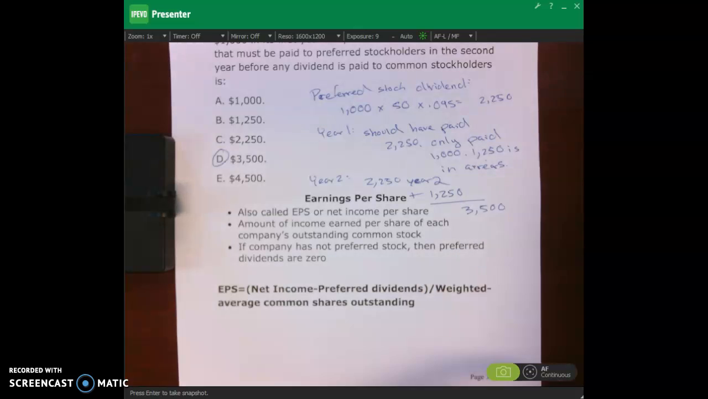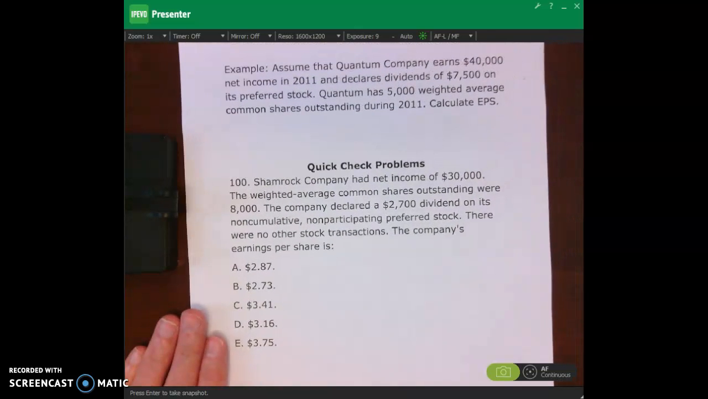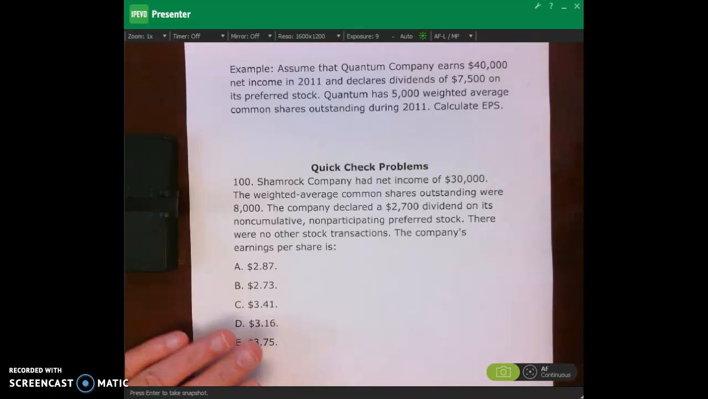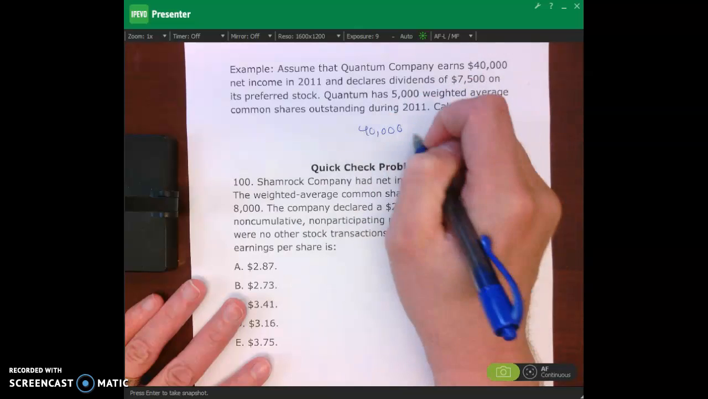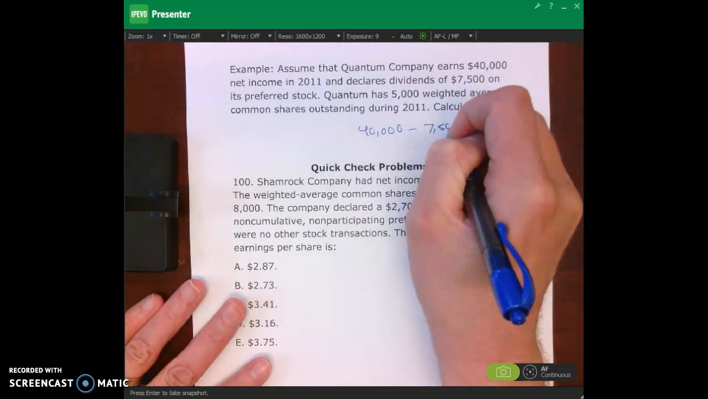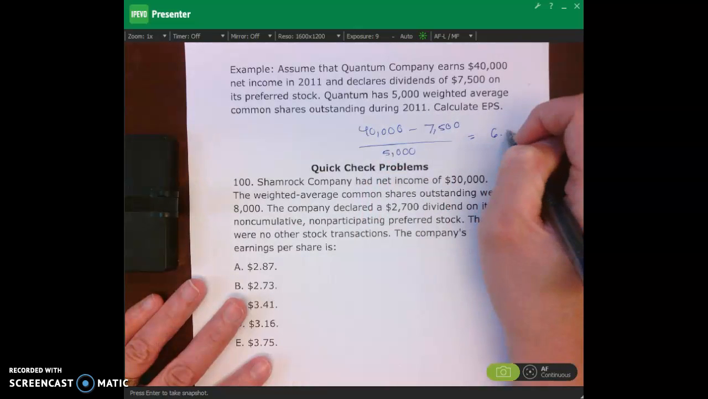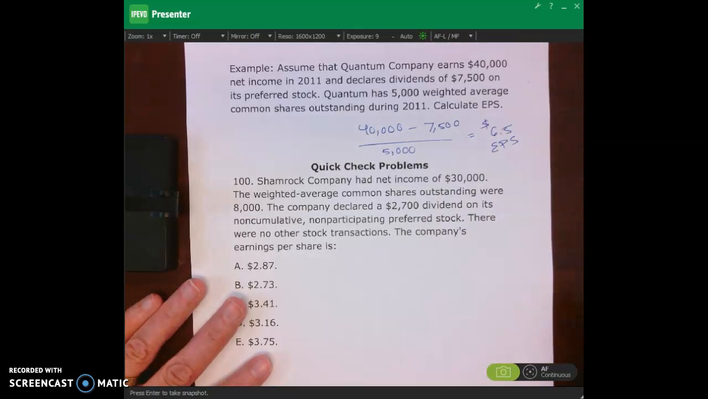Looking at this example, assume our Quantum Company earns $40,000 in net income, declares dividends of $7,500 on preferred stock, and has weighted average common shares outstanding of 5,000. Let's calculate our earnings per share. We take our 40,000 net income minus our 7,500 preferred dividends, divided by our 5,000, and that gives us $6.50 EPS, or earnings per share.